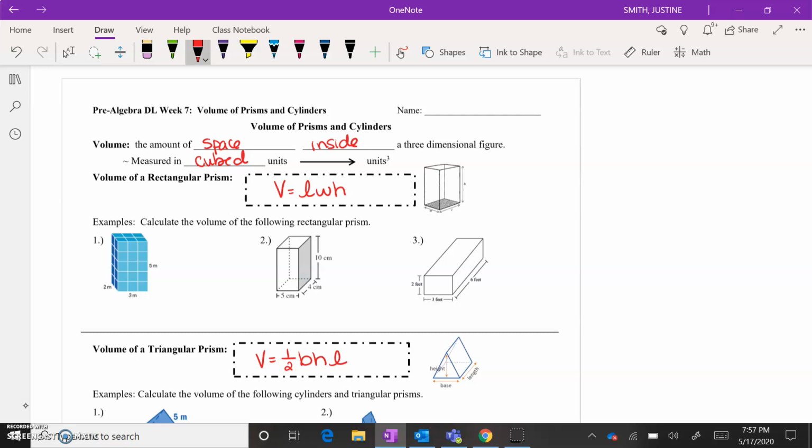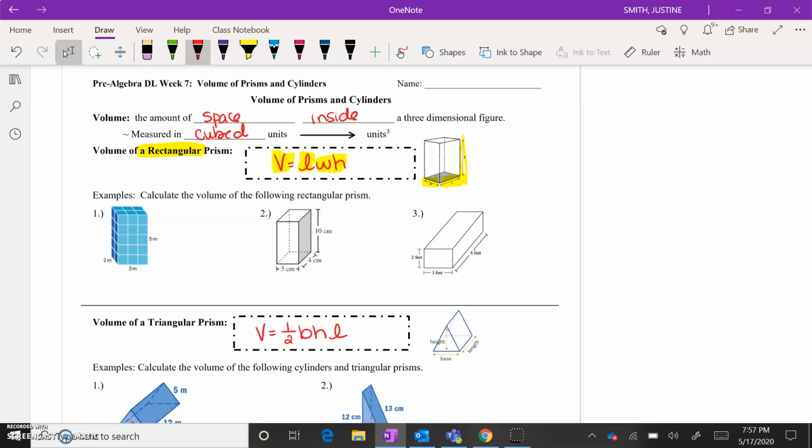The formula for this is pretty straightforward. For a rectangular prism, the formula is volume equals length times the width times the height. All you're doing is multiplying length times width times height. So for example, for number one, all you're going to be doing is multiplying 5 by 3 by 2.